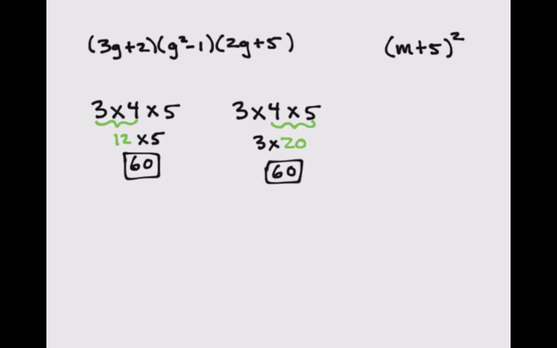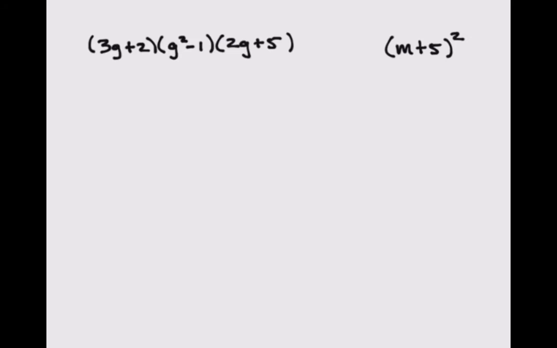Now it's the same exact idea. If we're multiplying three polynomials together, just multiply 2 of them first, you get another polynomial, and multiply that by the remaining third. So in this case, let's multiply 3g plus 2 times g squared minus 1 first. We're going to multiply 3g by g squared and 3g by negative 1, and we get 3g to the third minus 3g. Then we're going to multiply 2 by g squared and 2 by negative 1. We get 2g squared minus 2.